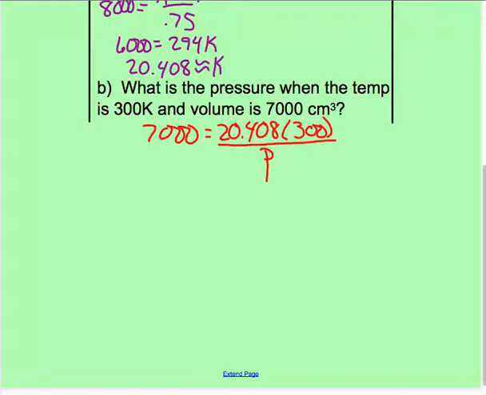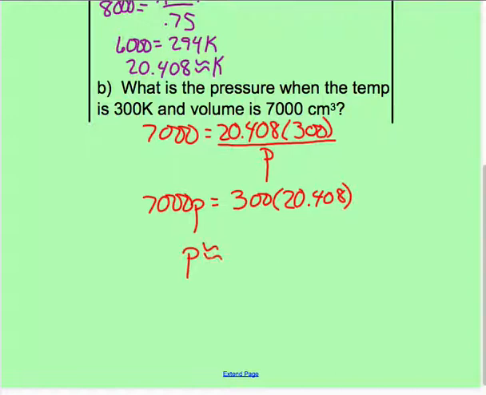So when you're solving an equation and a variable is in the denominator, you multiply both sides to get it out of the denominator. So we've got 7,000p equals 20 times 300. And of course I didn't evaluate that, so I'm just going to keep writing it. And then we're going to divide both sides by 7,000. So our pressure is approximately 0.875. Always label your answer kilograms per square centimeters.